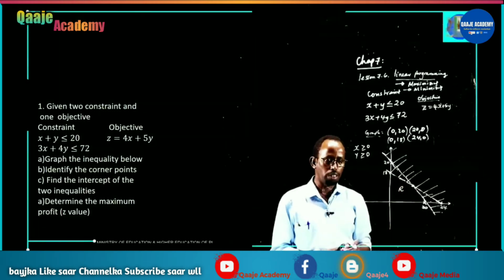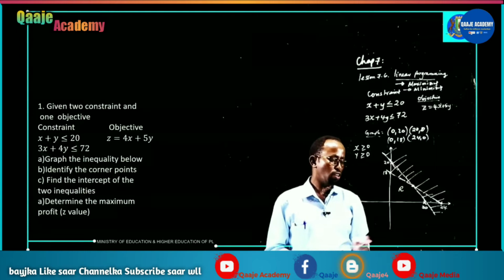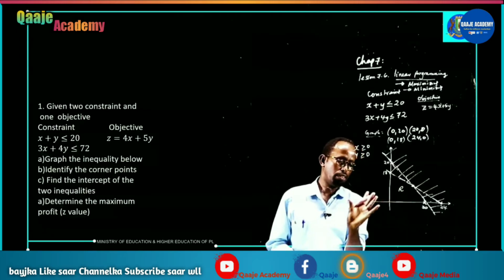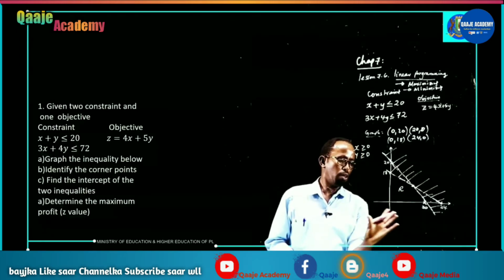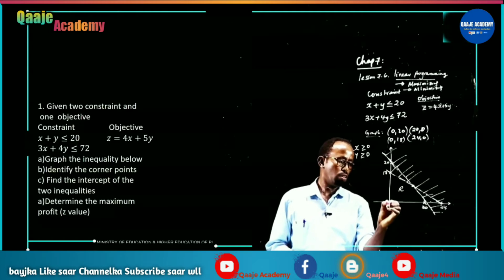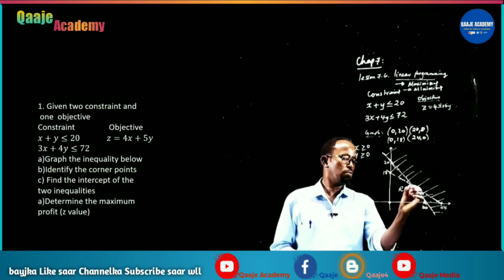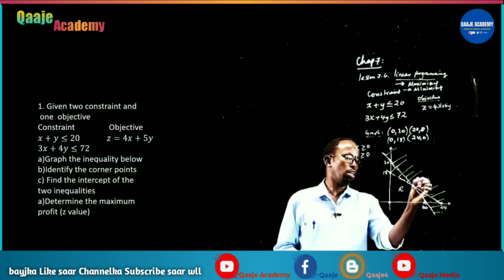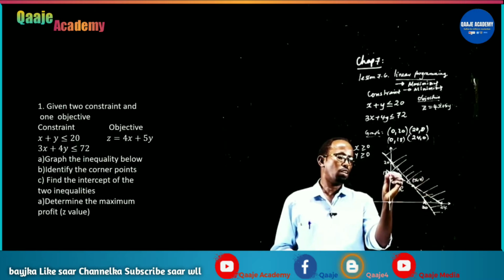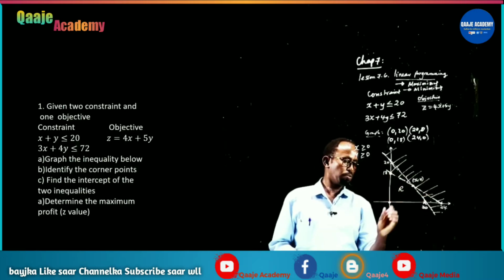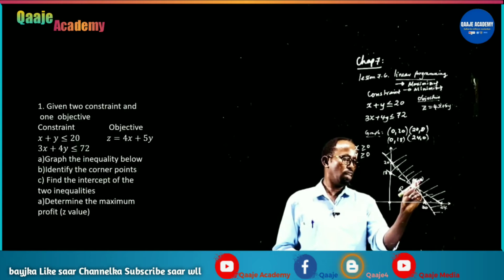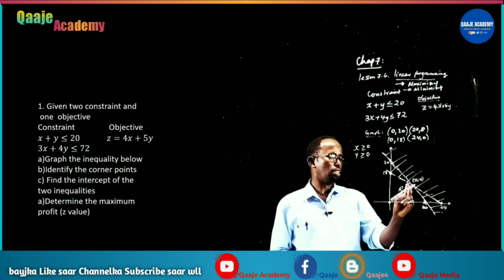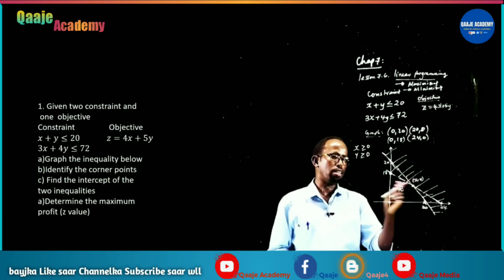Now, question number 1 reads, identify the corner points. The corner points are 0, 0 and 20, 0. We don't know this one, it is x, y. And then we have another corner point, 0, 18. So let's first of all get this one, the intersection of the two lines.